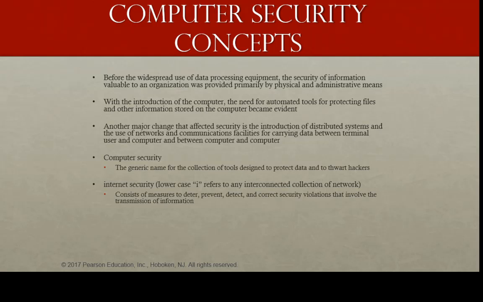The requirements of information security within an organization have undergone two major changes in the last several decades. Before the widespread use of data processing equipment, the security of information felt to be valuable to an organization was provided primarily by physical and administrative means. So you couldn't just surf the internet or go through the network to get information. Without the computers and computer networks, it was more of a manual system.